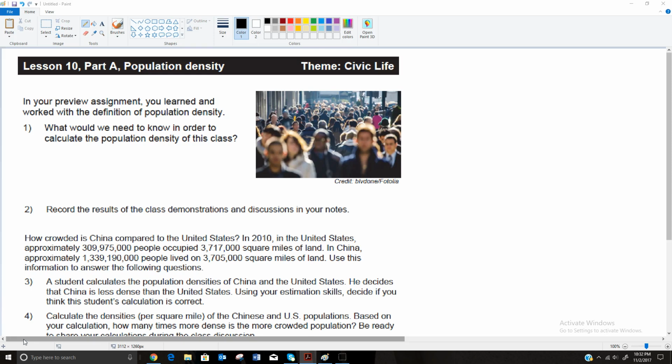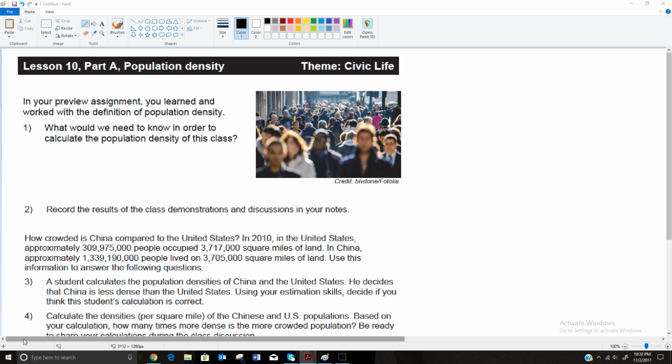The theme is civic life, which basically just means an understanding of the world and how we fit into it and things like that. We end the lesson with how votes are distributed amongst the states. But in this unit, we're going to talk strictly about population density.